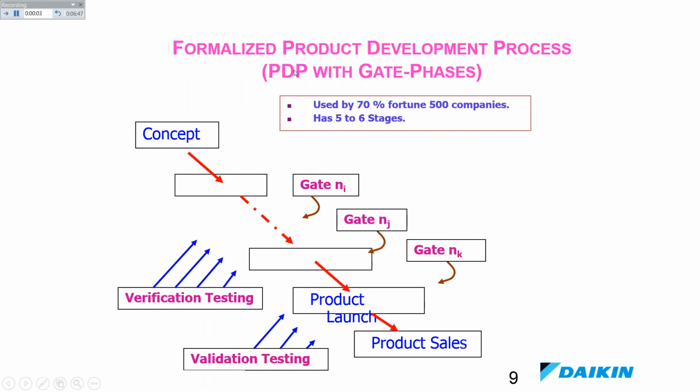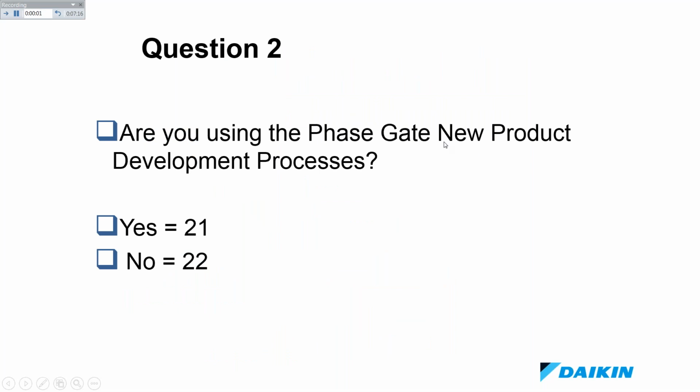Probably you're familiar with this product development phase-gate model. You have different gates. You start with concepts, you plan, you design, then you produce, and then you launch the product. During these gates, earlier you do the verification testing, and finally you do what we call validation testing against the user needs. So there are about 5 to 6 stages during this process. My next question is, are you using a phase-gate development process? If you say yes, 2-1, or 2-2 if no.